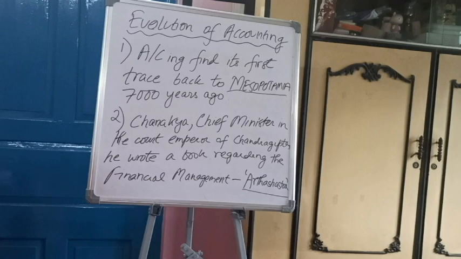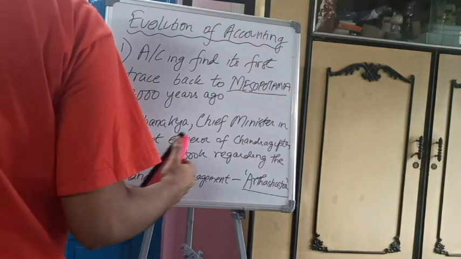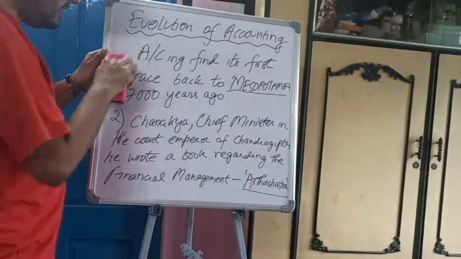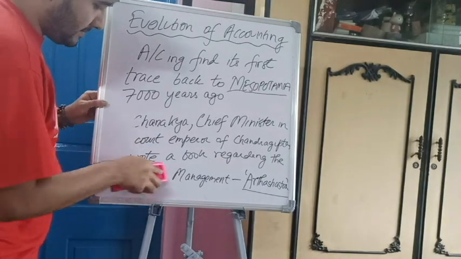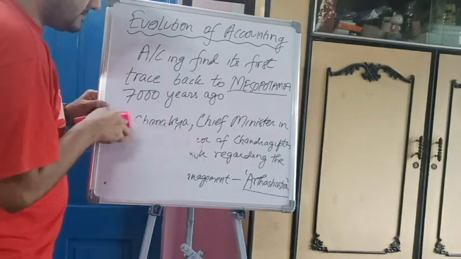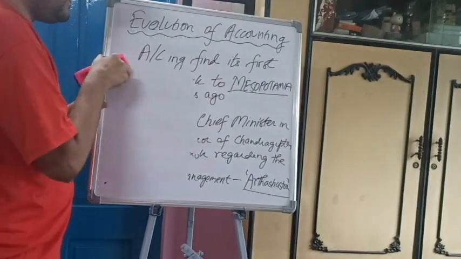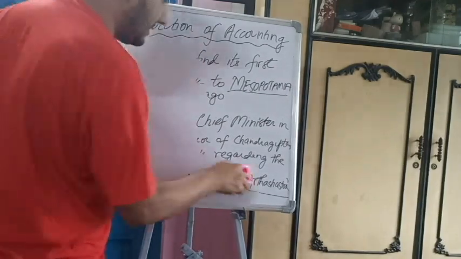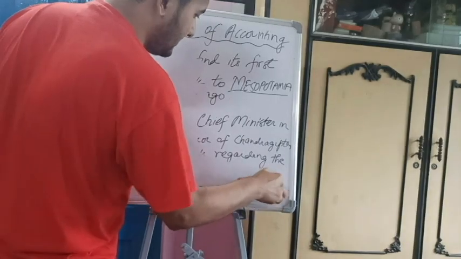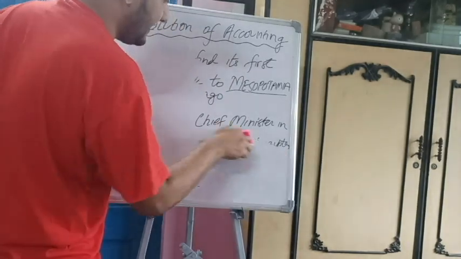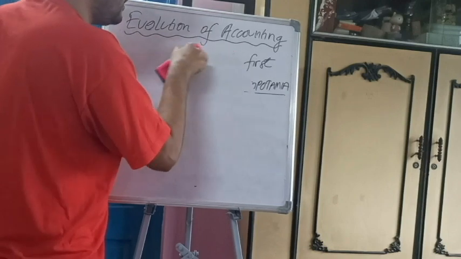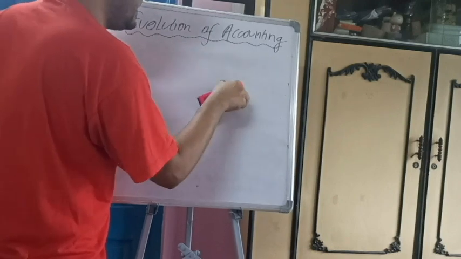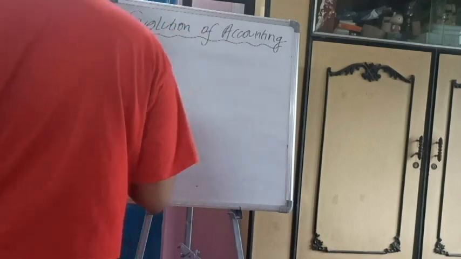Now this is the history of accounting. Now modern day accounting. From where did modern day accounting start? We will now study that part. There are three parts to how modern day accounting started. These are the history. It is done away with.